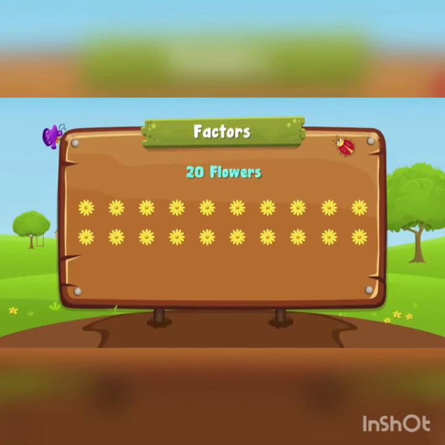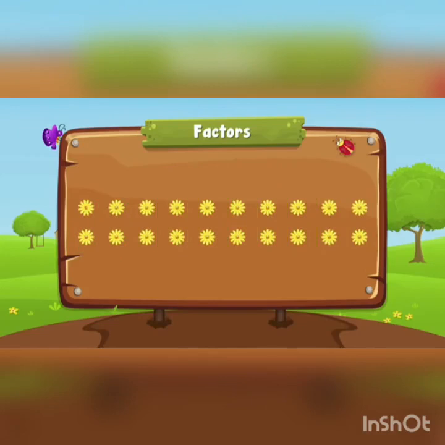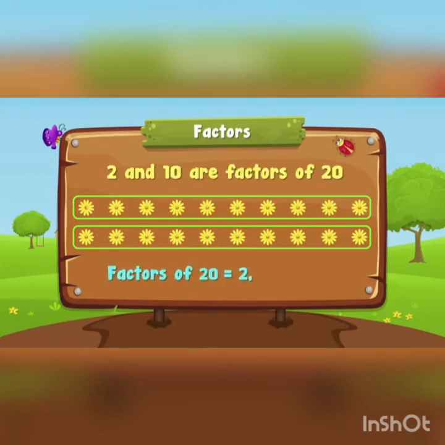Let us try and put 2 flowers in one group first. This way, we can make 10 groups of 2 flowers each, and no flower is left behind. Similarly, we can make 2 groups of 10 flowers each, with no flowers left behind. Hence, we can say both 2 and 10 are factors of 20.